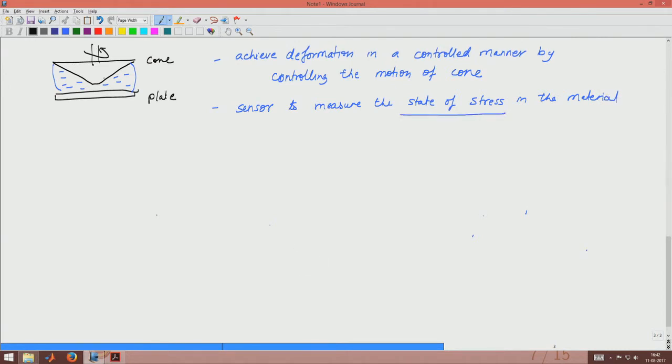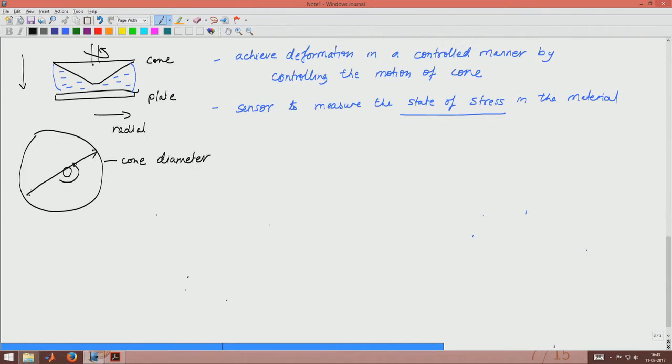So, let us look at the overall geometry. Clearly, we can define this as a radial direction. Just to see it from the top, we have a view where this is the cone which is rotating, and this is the outer diameter of the cone. So, this is the cone diameter, which will be specified, and this cone is of course rotating. The radial direction is one important direction, and to describe this problem we use a spherical coordinate system.